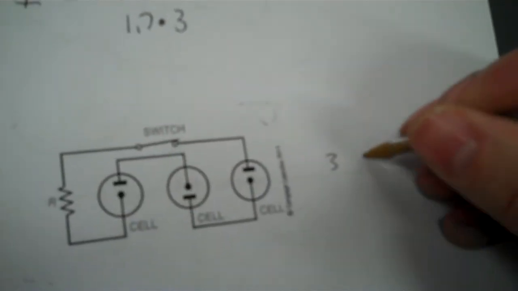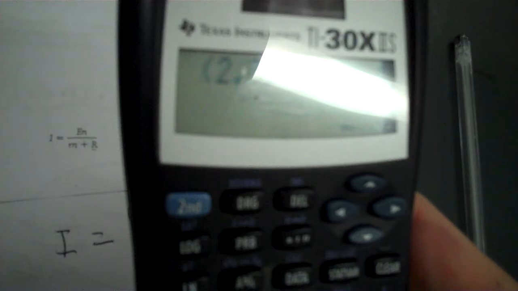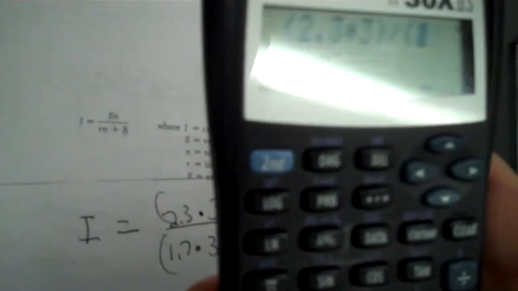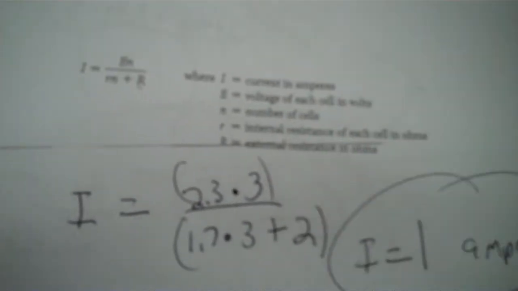Okay, so I'm going to put down here 3 cells. And then plus capital R is the external resistance, which is 2. So parenthesize that, and you go from there. Parentheses 2.3 times 3 divided by parentheses 1.7 times 3 plus 2. Okay, it wants it to the nearest tenth. That would be actually 1 full, because the 9 would round up, but there's nowhere for it to go, so it goes to 1 whole. 1 ampere. That's I's label. I equals 1 ampere. Current in amperes.